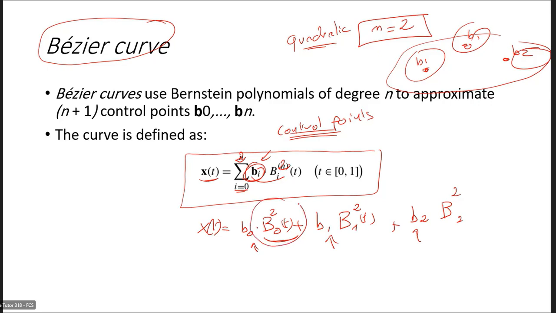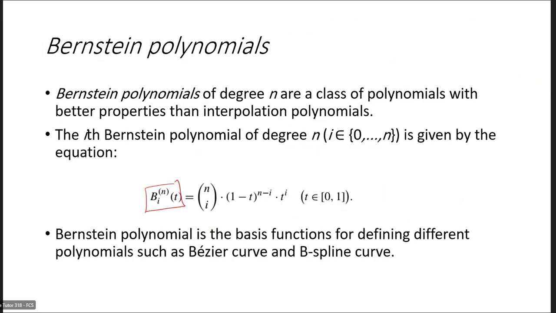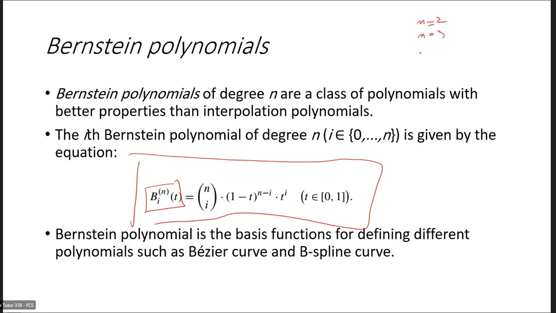How to calculate these Bernstein terms? We just use this formula. You have to memorize this formula, because if you memorize it, you can calculate the equation of every curve. We can have the equation of the curve with order n equals 2, or n equals 3, or n equals 4. You can see that it is very easy to find the parametric equation of the curve.